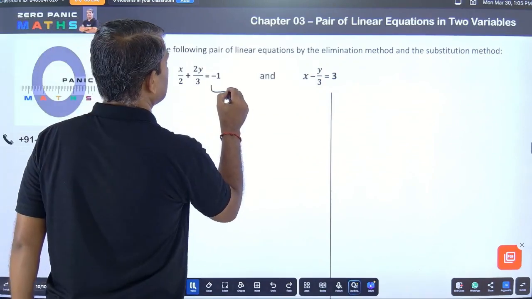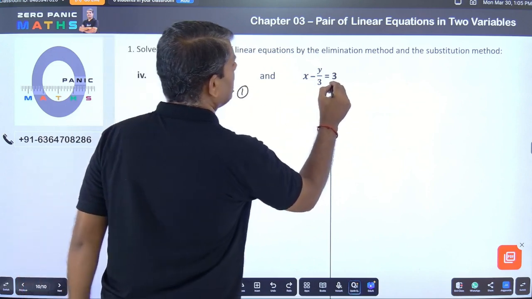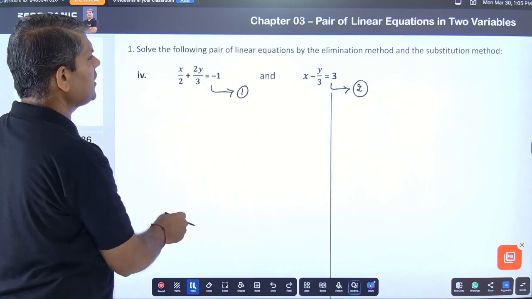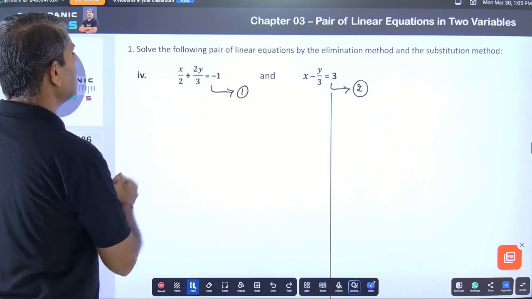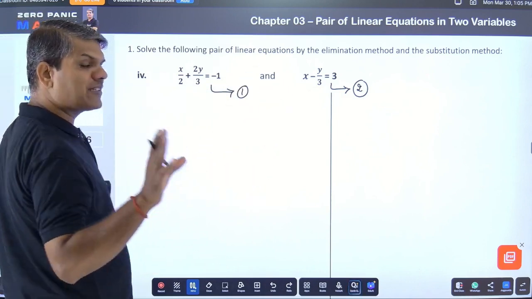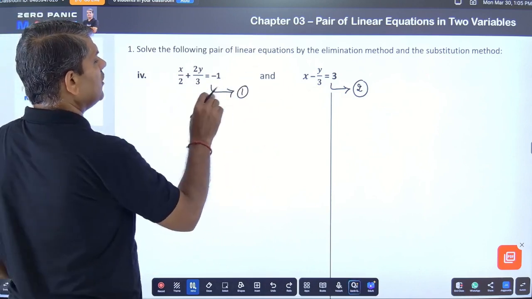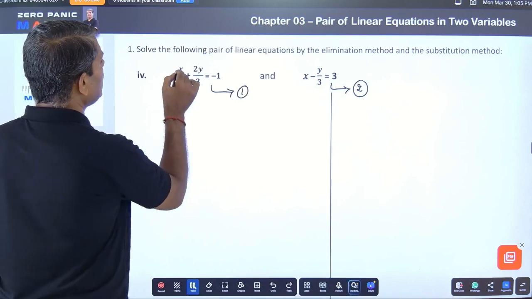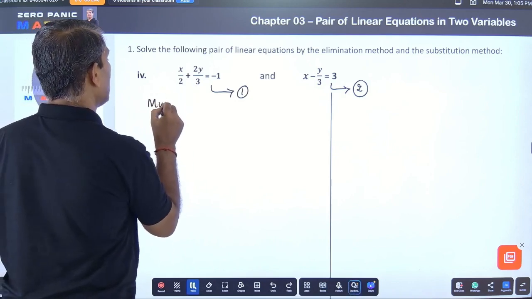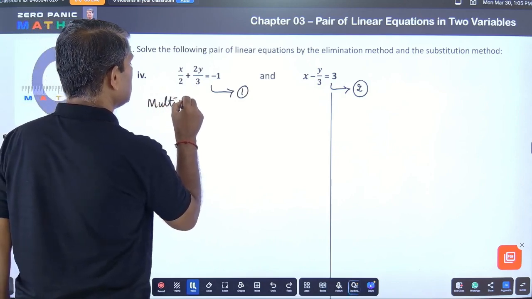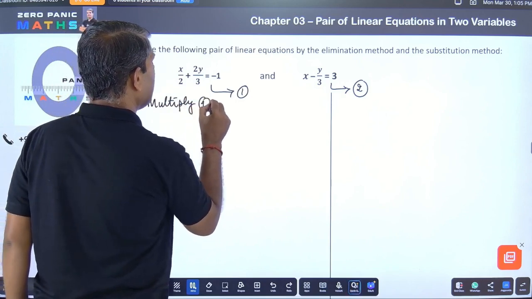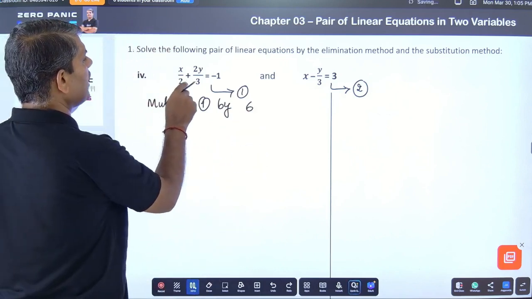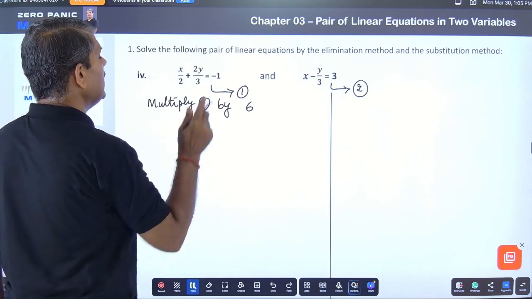Consider this as equation 1 and this as equation 2. Now since both the equations have fractions in them, we can multiply both the equations by some non-zero number and make the equation a little easier to solve. So let us first multiply equation 1 by 6. Now why am I taking 6? Because that actually cancels both 2 and 3 from the denominator here.